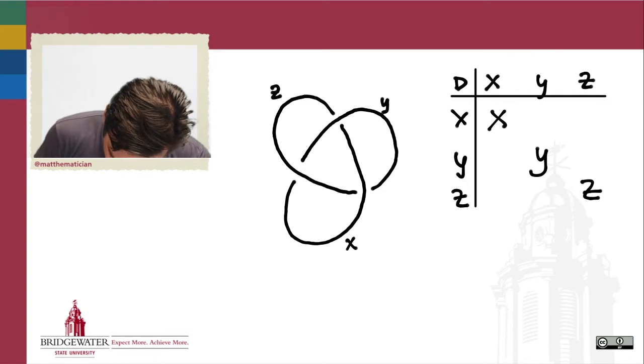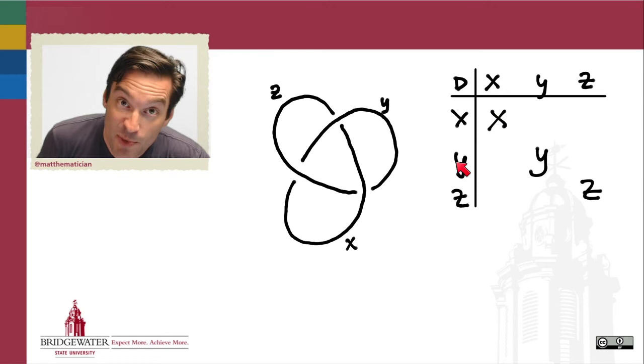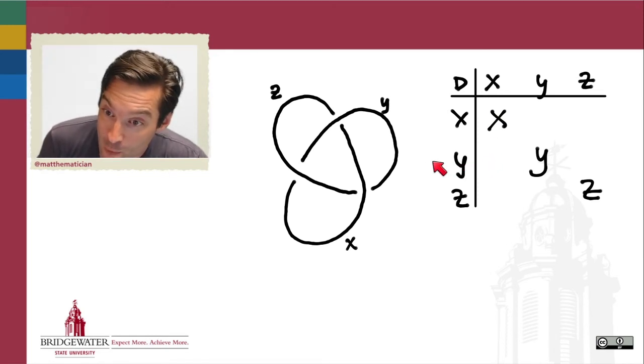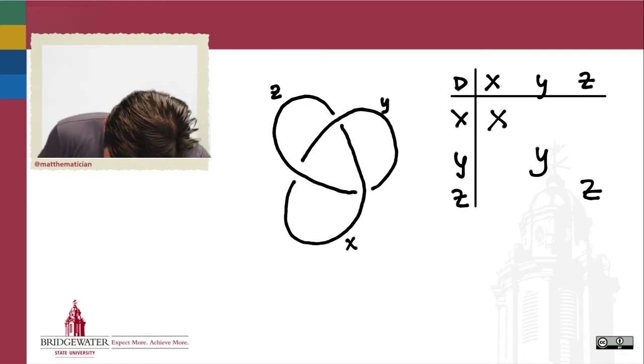For example, Y triangle X, this is, I heard one of your groups pronounce it this way, and I like it, Y under X. So we look for a place in the diagram where the Y arc passes under the X bridge, and that's right here. And when the Y arc passes under the X bridge, it emerges as the Z arc. So Y under X gives me Z. Z under X gives me Y.